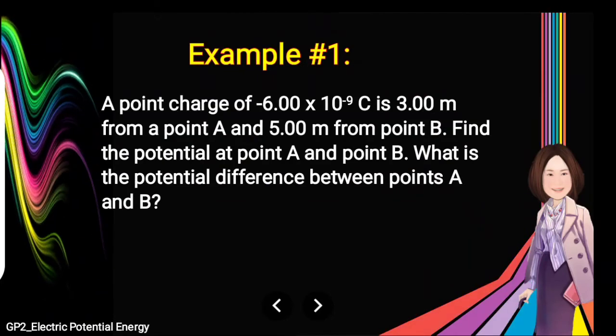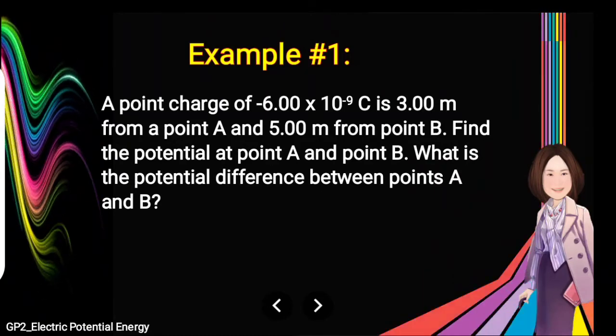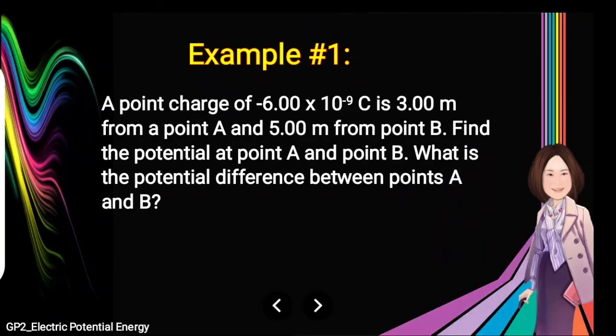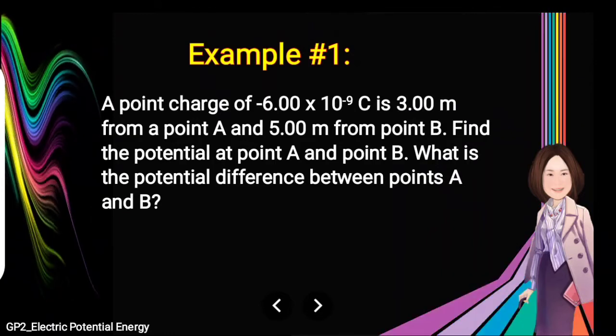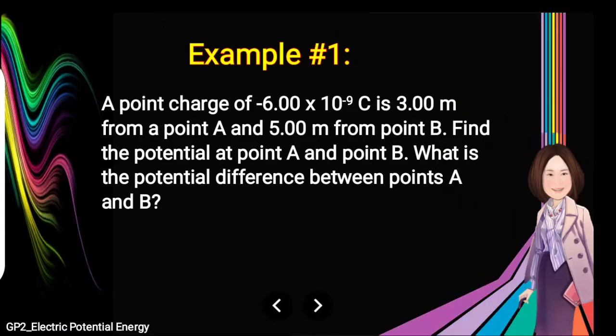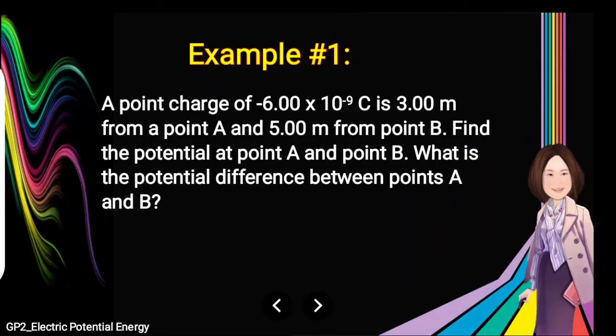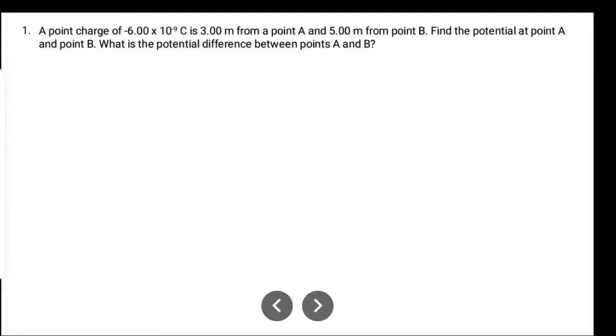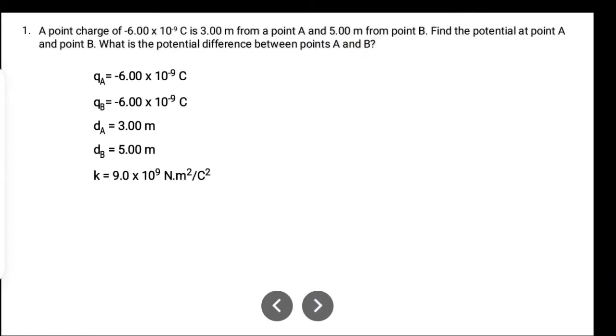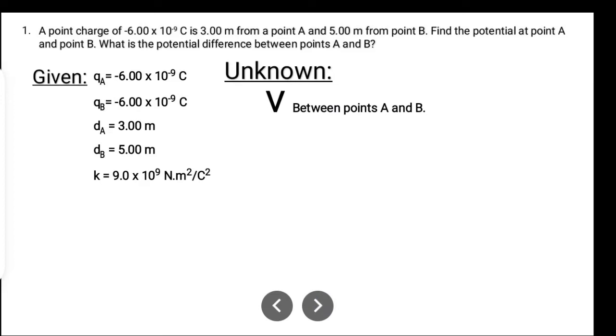A point charge of negative 6 times 10 raised to negative 9 coulomb is 3 meters from a point A and 5 meters from point B. Find the potential at point A and point B. What is the potential difference between points A and B? So we have here the given. And our unknown is we're going to find the potential difference between point A and B. So what formula are we going to use? Okay, so the formula that we are going to use is the superposition.